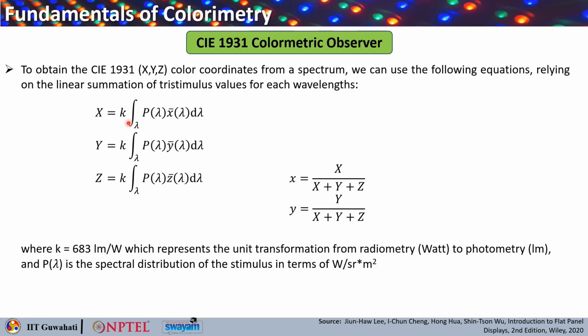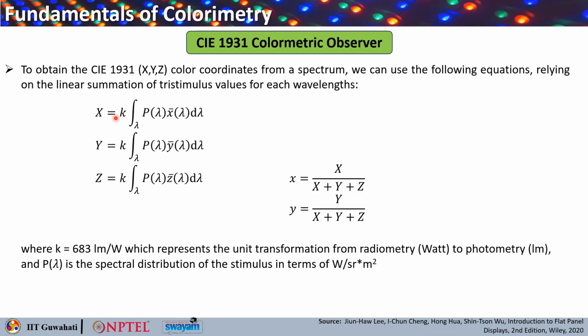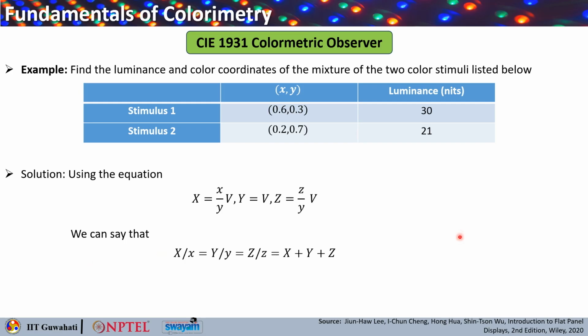So, what is K here? K is 683 lumen per watt, which represents the unit transformation from radiometry to photometry. Radiometry calculates in watt, and in photometry we go to lumen. So, this is a constant that does the unit transformation. Its unit itself is 683 lumen per watt. P lambda will have watt, so they will cancel out and you get everything in photometry units. Wonderful.